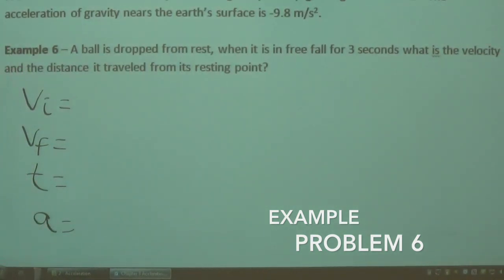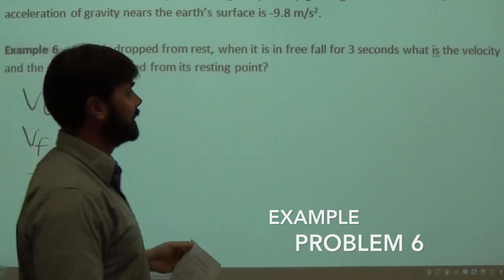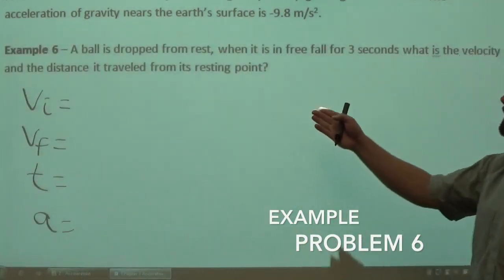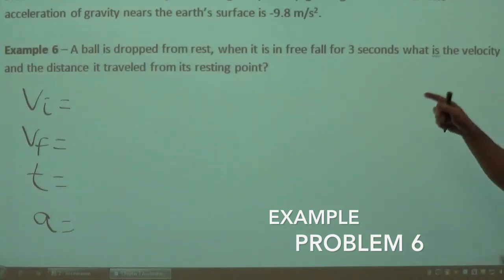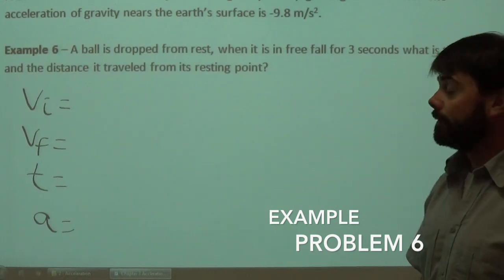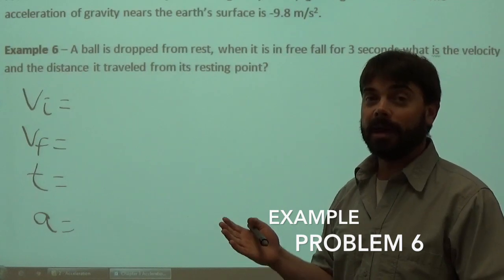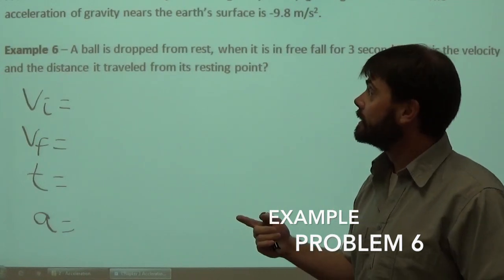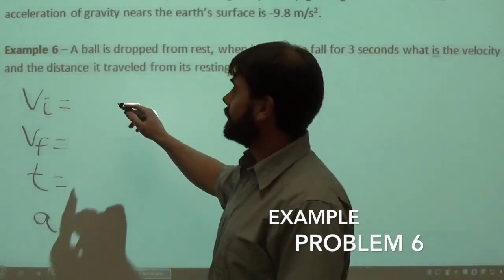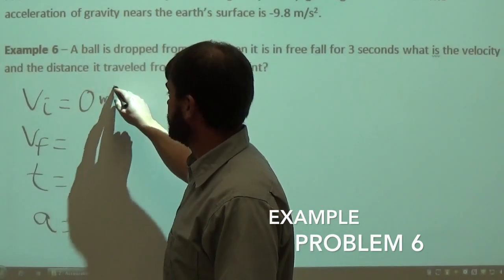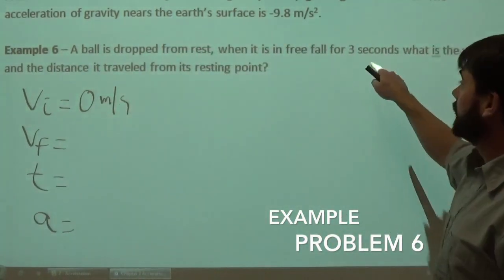So in example 6, they're going to give us velocities, times and or accelerations. So they want us to try to figure out, if a ball's dropped from rest when it's in free fall for 3 seconds, what is the velocity and the distance it traveled from its resting point. Well, first thing we're going to want to figure out is how fast this object is going on average from start to finish. So we know if it was dropped from rest, the original velocity is 0 meters per second.